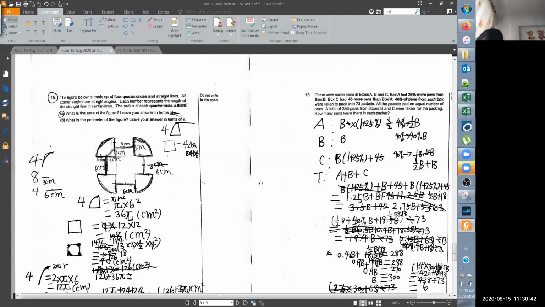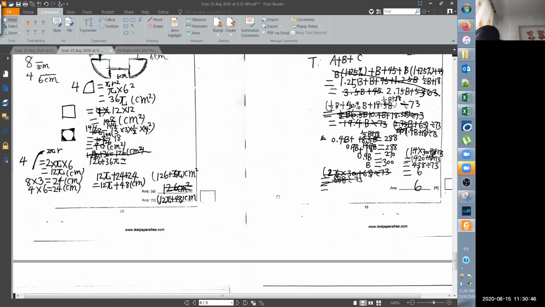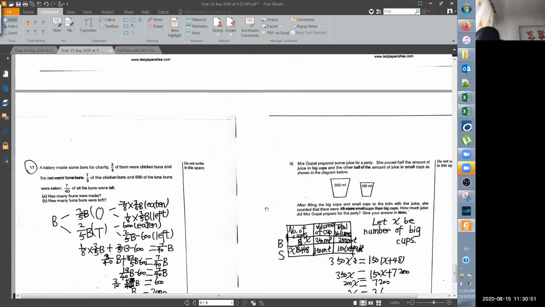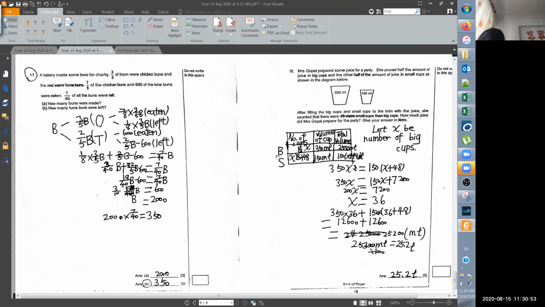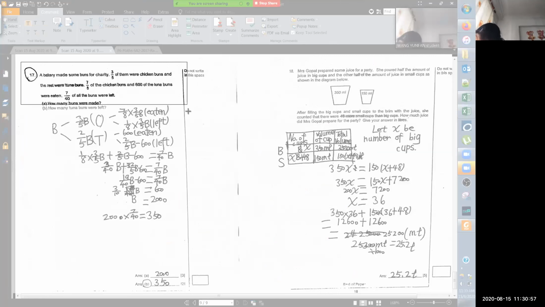Let me go back to your paper. 16题 OK, good. OK. 17题哪里错了？Part B.